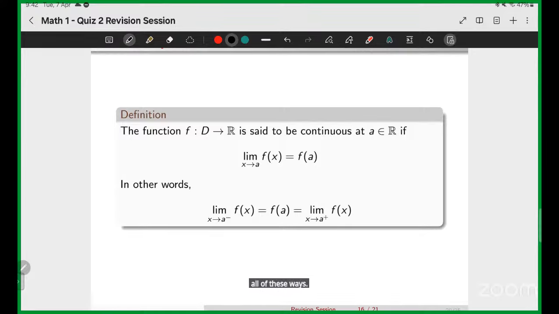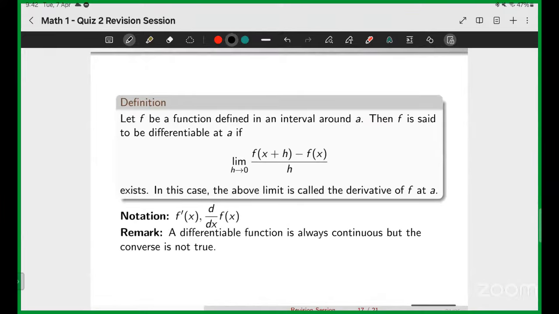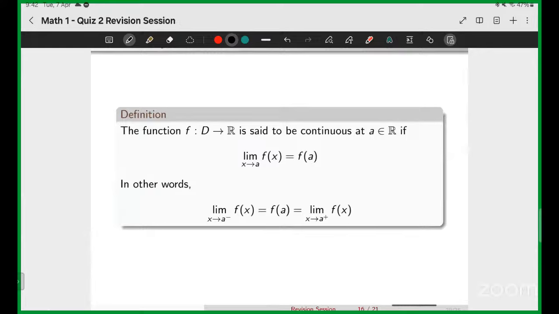All right. That's it about continuity. Are there any doubts about continuity? No, sir.